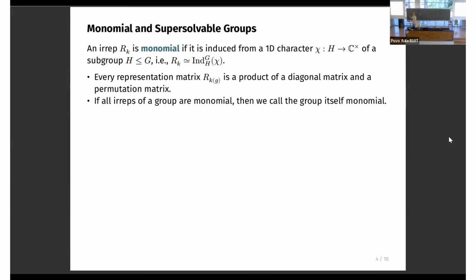And the cool thing about these representations is that if you write it down, it's an easy exercise, what you get is that for each element g, the matrix form of your irreducible representation is just a diagonal matrix of roots of unity, which are coming exactly from the character, times a permutation matrix. So this is basically as sparse as it gets.